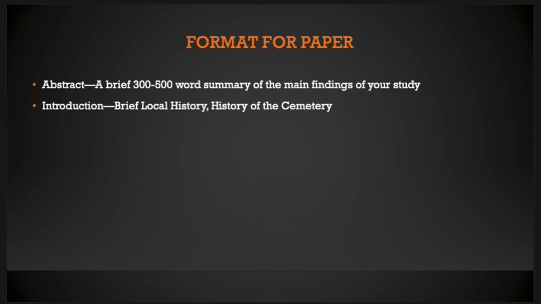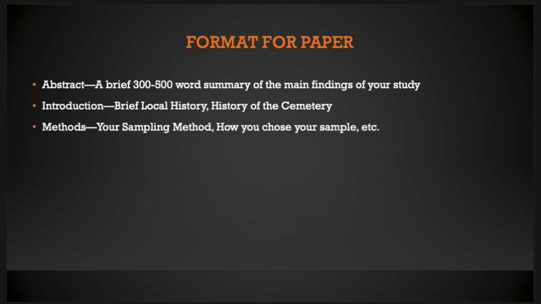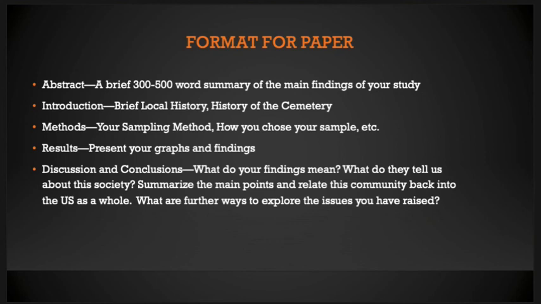Introduction, you'll talk about the local history, the history of the cemetery with citations, right? So anytime you have a fact like the town of Nunica was settled in 1858, you need a citation for that. Your methods, your results, right? So, Chart 1 shows iconography changes through time, etc. Your discussions and your conclusions. So what do your findings mean? How can we interpret them? What do they tell us about a society over time? Generalize from that. Any other ways that you could further explore these questions.